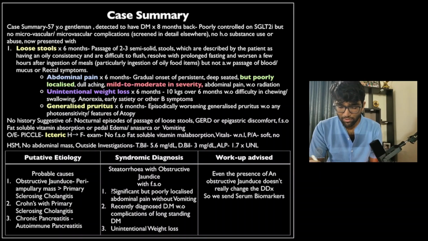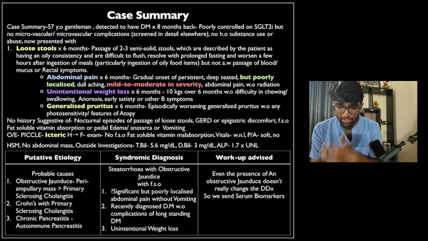So the syndromic diagnosis, as I've discussed, is steatorrhea with obstructive jaundice, with features suggestive of significant but poorly localized abdominal pain, but without vomiting. Importantly, it's mild. It's not the primary complaint. There is recently diagnosed diabetes mellitus without any complications of long-standing diabetes mellitus, implying that they may be related, that the pathology may be what is causing the diabetes, and unintentional weight loss.